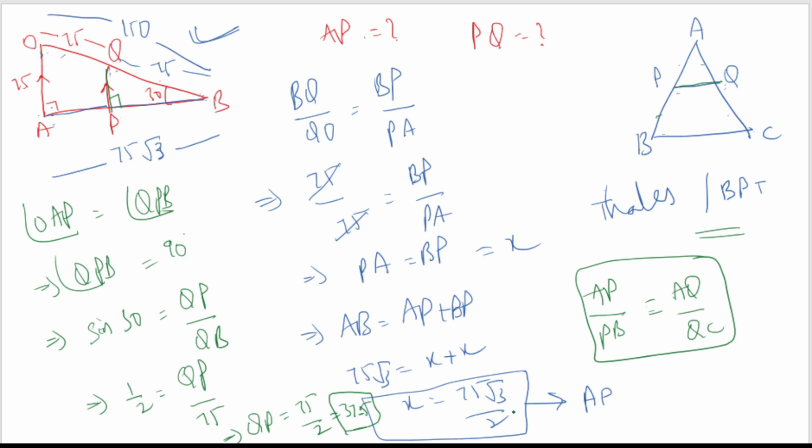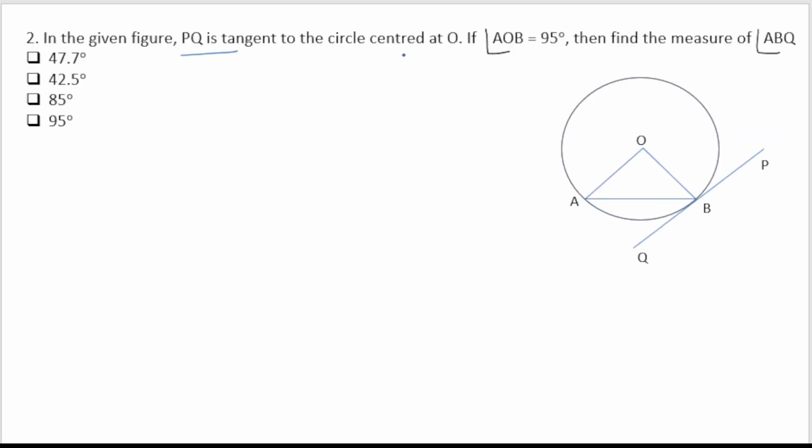Okay. Next one. In the given figure, PQ is tangent to the circle centered at O. PQ is tangent and the center is O. If angle AOB, this angle, is 95 degrees, then find the measure of angle ABQ. We have to find this angle ABQ.